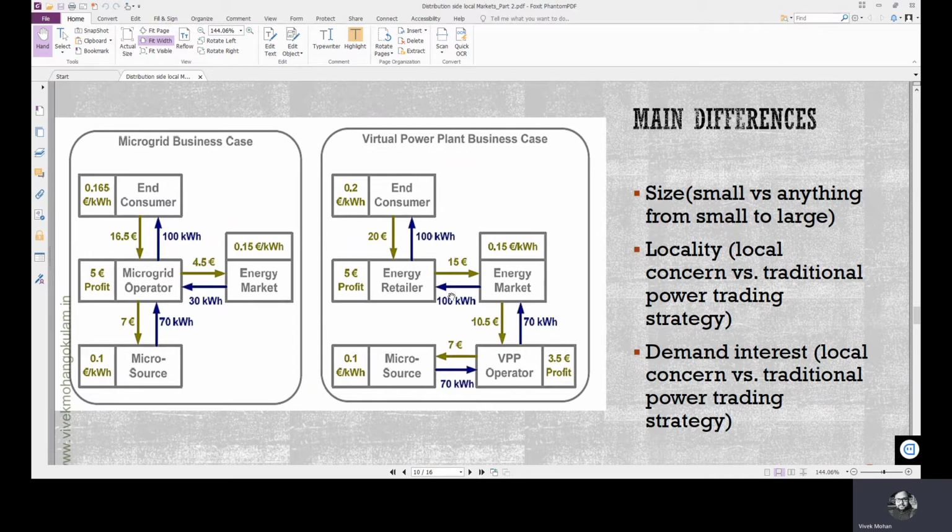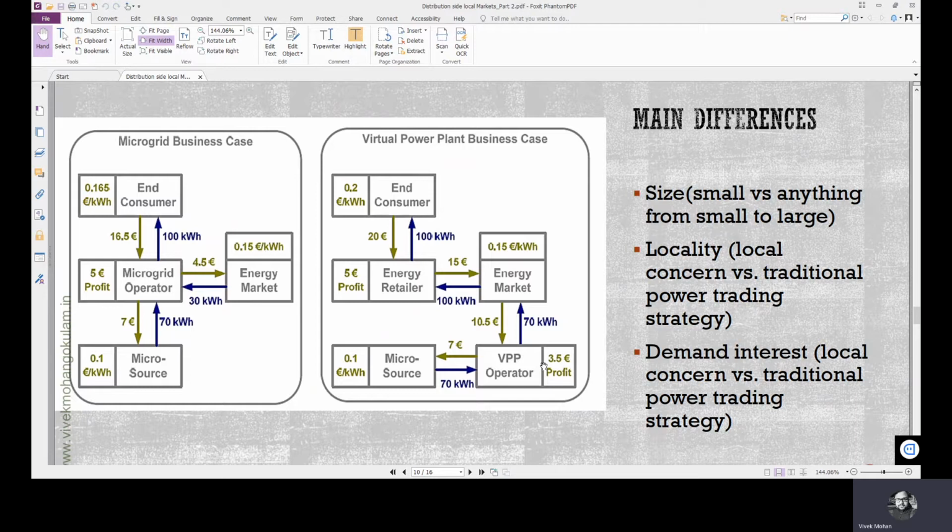Now he sells it to the energy retailer. This 100 kilowatt hours is sold at 0.15 euros per kilowatt hour. So 70 is received from the VPP operator, and of course this is a pool, so it has more potential. The extra 30 can be taken from the market, because other generations are also there. So 100 kilowatt hours is bought by the energy retailer. Now this 100 kilowatt hours is sold to the end consumer at 0.2 euros per kilowatt hour. So the energy retailer gets 20.